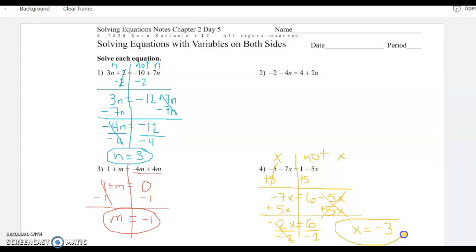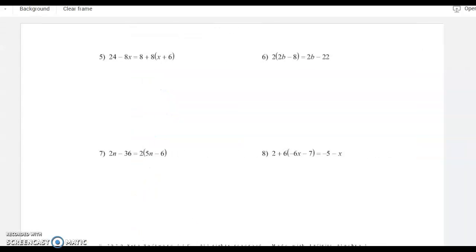So just adding one more step into what we've been doing, right? If you have variables on both sides, you've got to get all of your letters on the same side. All right, we're actually going to look at number 6 first, and then we'll go back to number 5. Those will be the last two we look at today.